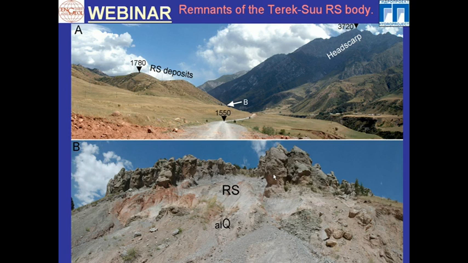Here is the remnant of the Terek-Su rock slide body, quite large and quite old rock slide or rock avalanche. We can see its headscarp here on the mountain, and these hills on the other side of the river valley, on the rather high terrace, and the arrow marked with B shows the site where this photo was obtained. We see a coarse, blocky and well cemented carapace of huge limestone blocks, overlying heavily comminuted material in the lower part of the rock slide body, which in turn rests on the alluvium, on the gravels.